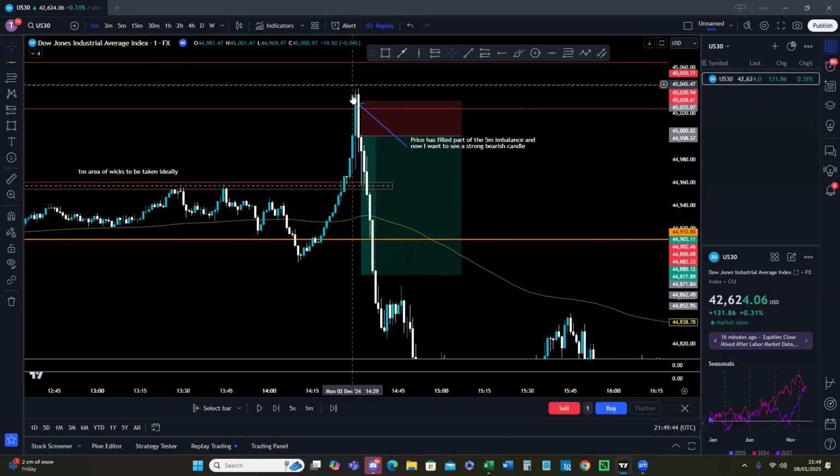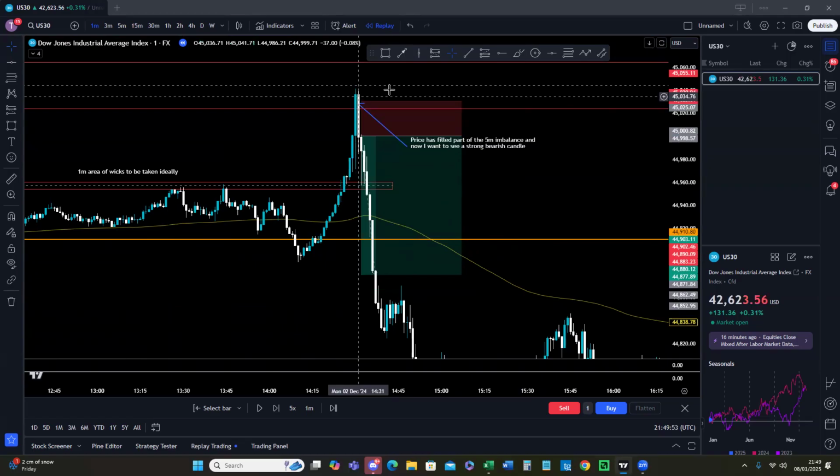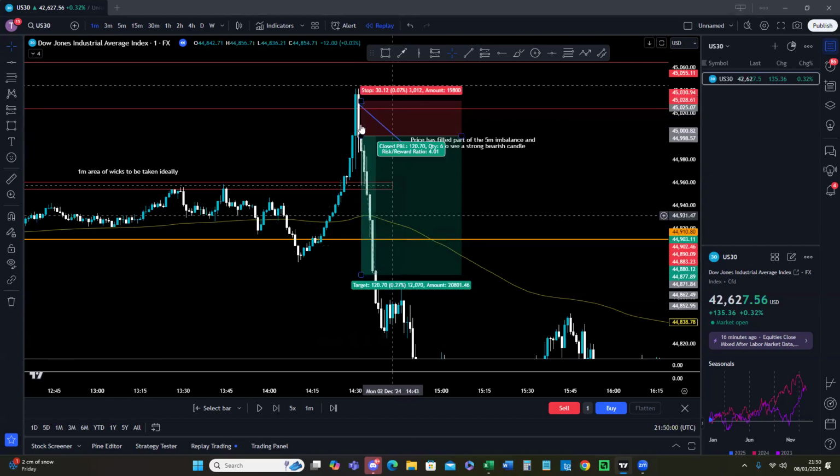But yeah, that is the basics really. Find an area that you want to enter off of. Either wait for a rejection or if you're keen, set pending. You could have had a 1 to 5 if you'd have set pending on that. And then yeah, let her fly.